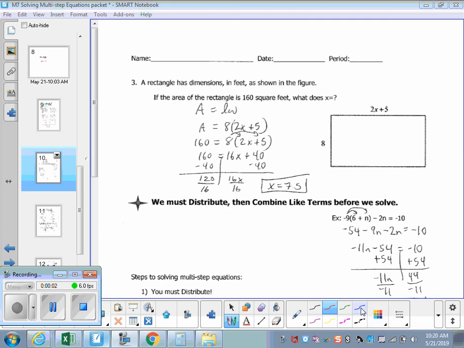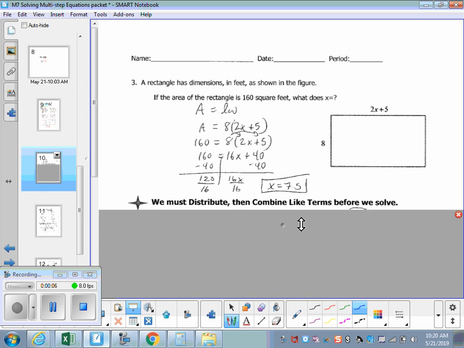So I'm on page 6 with you guys now, and I'm going to go over the area problem of this rectangle, and then I'm going to teach you guys how to distribute, then combine like terms, which is all simplifying, and then we're going to be ready to drop the line and solve. But first, let's take a look at number 3.